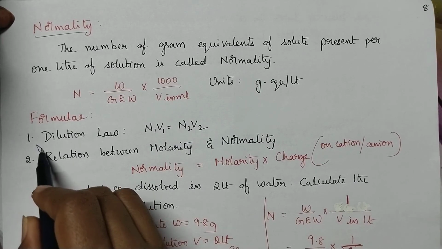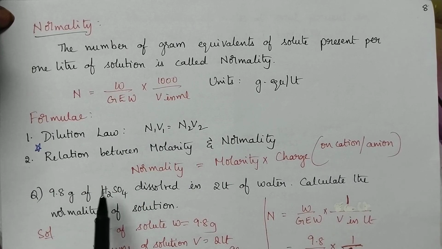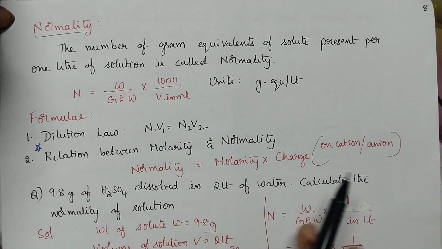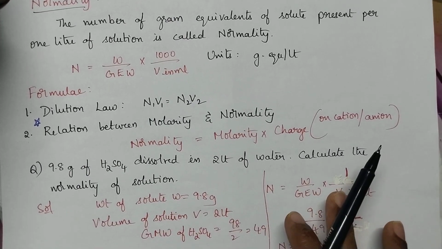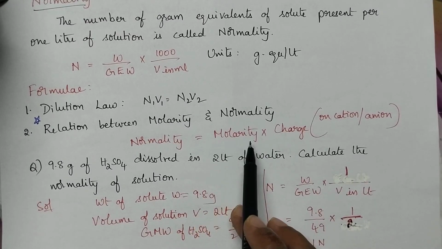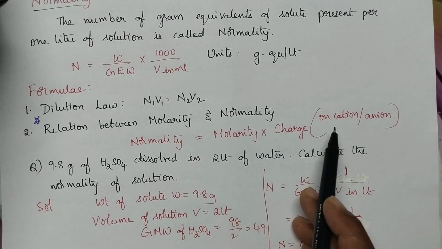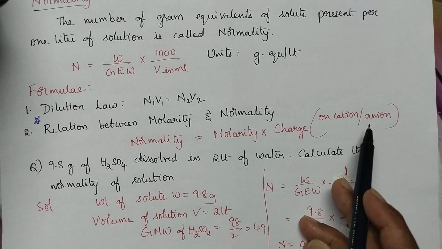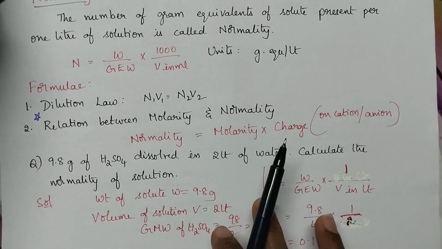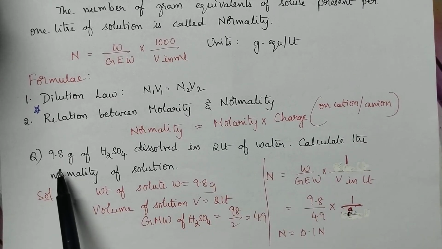Here always remember we require a relation between molarity and normality. So always the normality is equal to molarity into charge on cation or an anion. So let us see few problems related to normality.